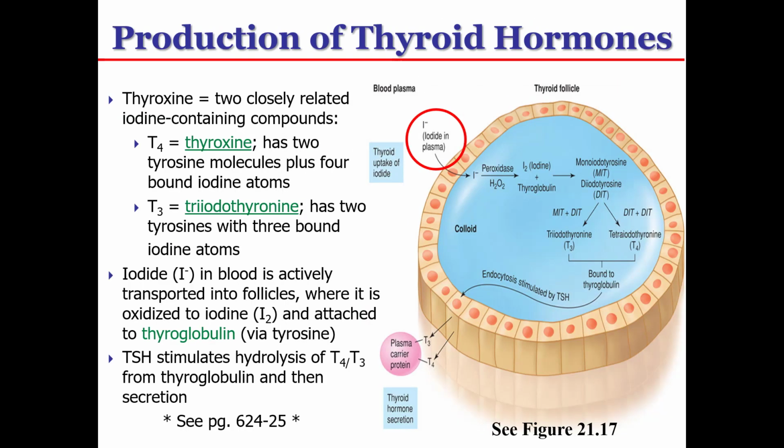In this slide from figure 17 in chapter 21, we can follow the pathway where iodine is incorporated into the follicle from dietary sources like table salt. And the peroxidase enzyme is going to combine iodine with thyroglobulin. And there's two forms or two precursors which act like building blocks for T3, T4.